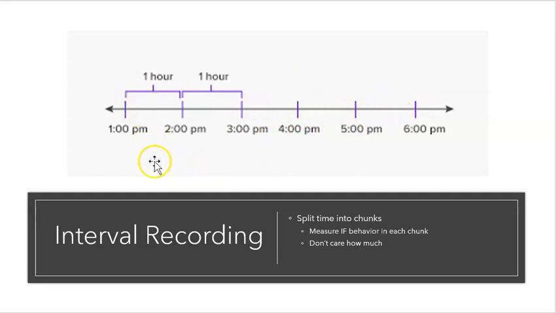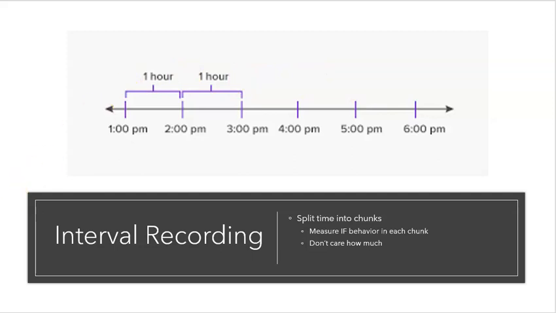So one thing you could do here would be interval recording of, did someone pick their nose? I don't know. Or did someone go to the bathroom? You're not measuring how often they went to the bathroom or the number of times they picked their nose. You're just saying, did they pick their nose between 1 o'clock and 2 o'clock? Between 2 o'clock and 3 o'clock? So it's kind of a yes-no during each of these intervals. Okay?